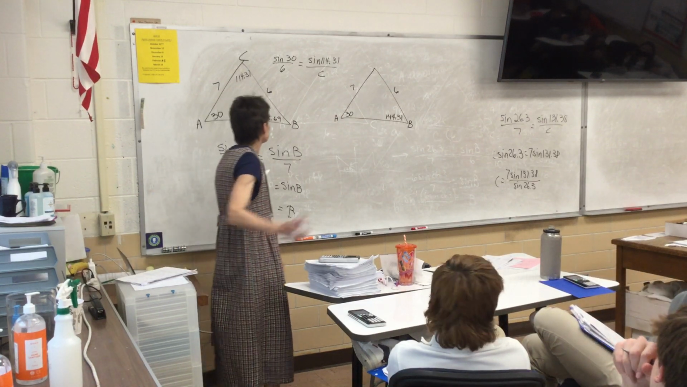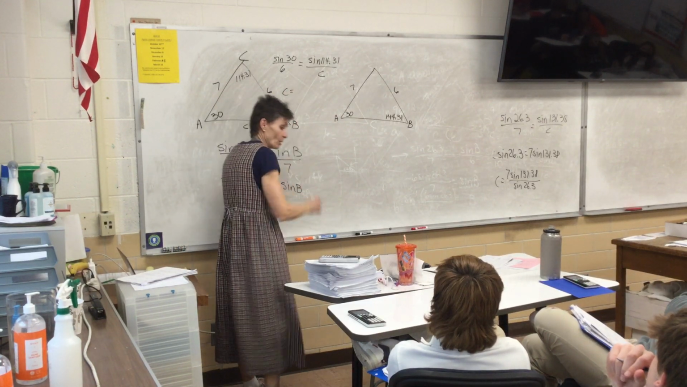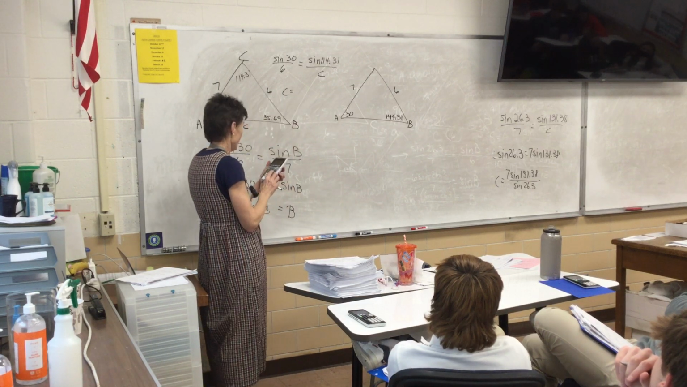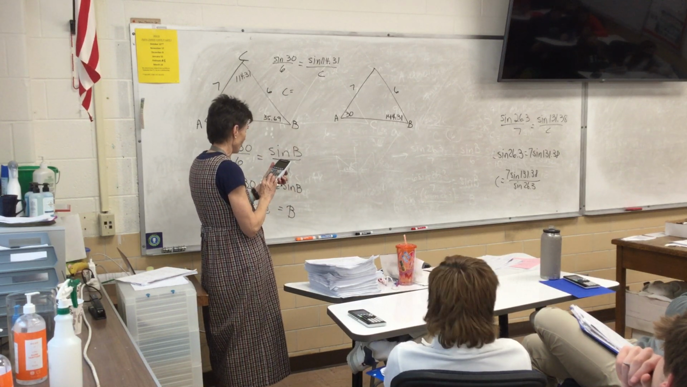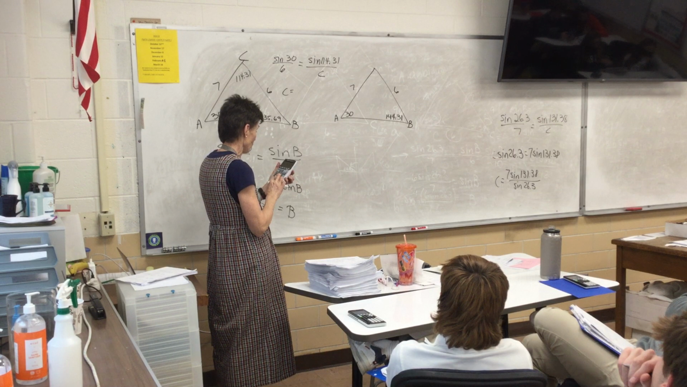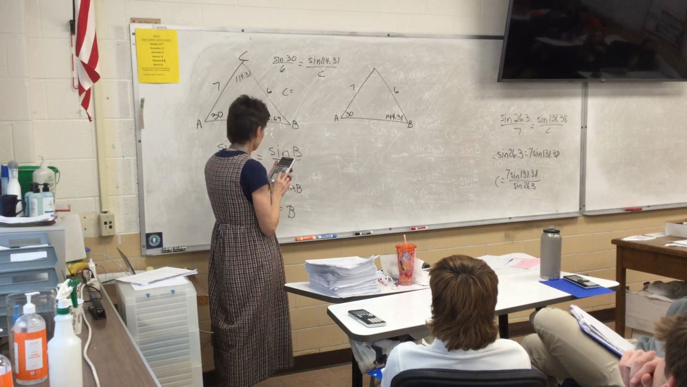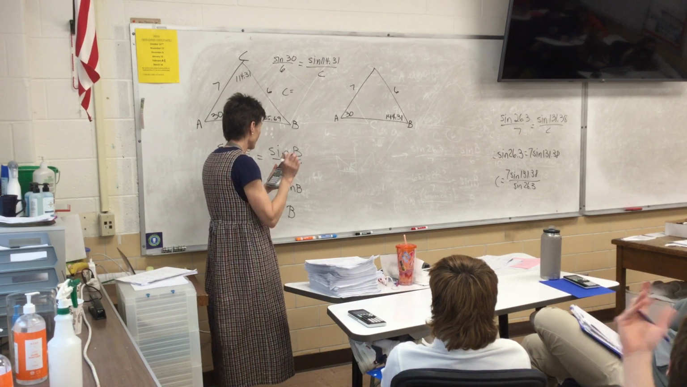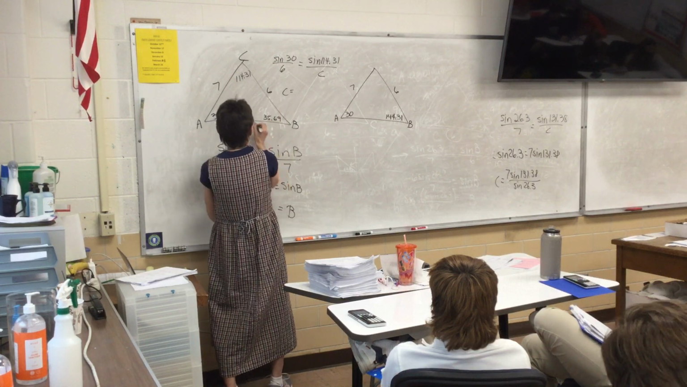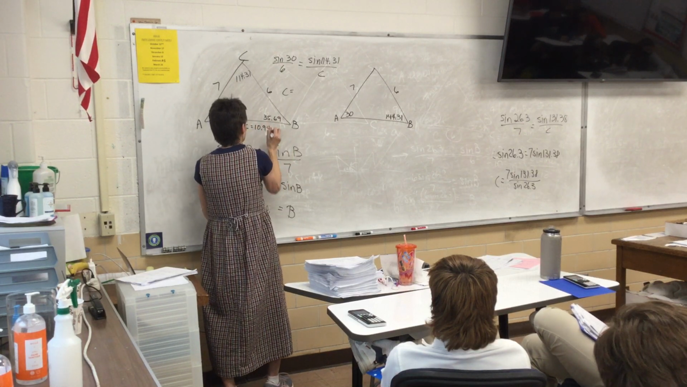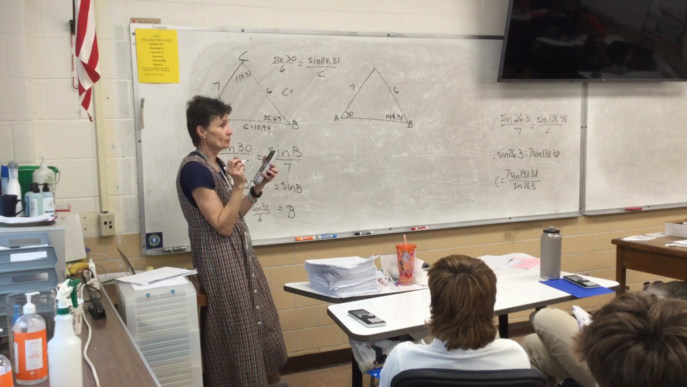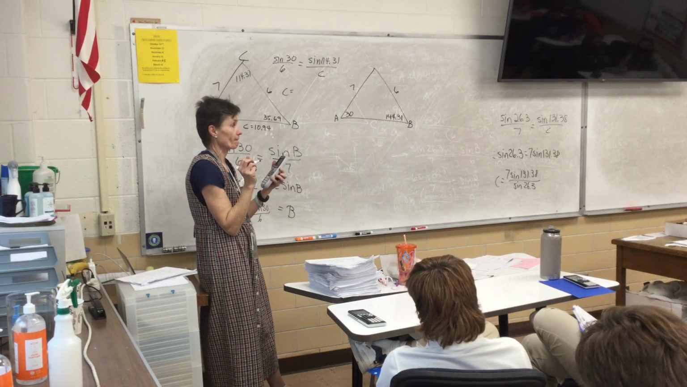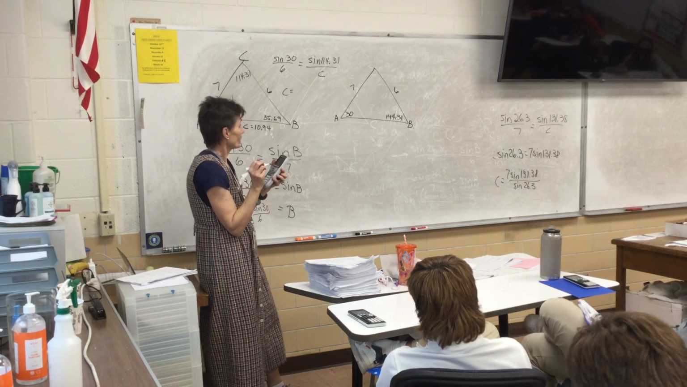All right, so let's see, what are we going to get for side C? 6 sine 114.31 divided by sine 30? I got 10.94. Anybody else get that for the original side C? Okay.